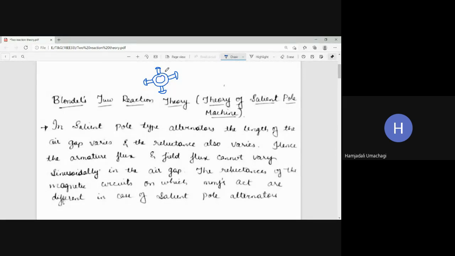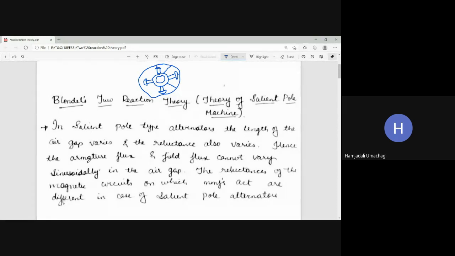Here you can see that the air gap is not uniform. This is the rotor and here will be the air gap; here the air gap is minimum and here the air gap is maximum. Here it is minimum and here it is maximum. So all the time the air gap keeps on changing. If the air gap keeps on changing, then automatically the reluctance, that is the opposition offered to the flow of magnetic field, will also keep on changing. Because of that, what will happen?